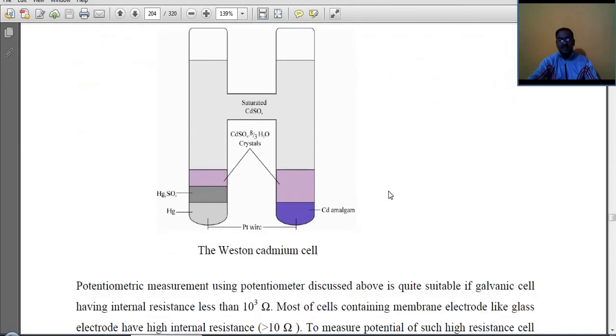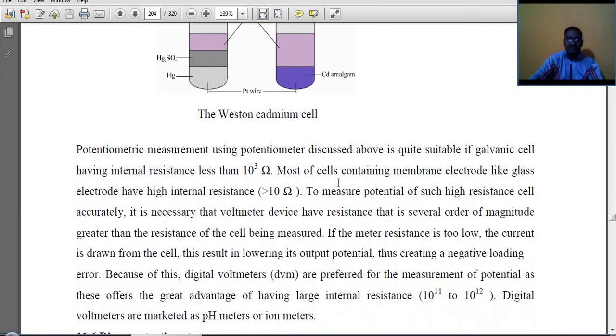This is the Weston cadmium cell. This is the cadmium amalgam. This is mercury sulfate. This is cadmium sulfate crystals. This is a saturated cadmium sulfate solution.